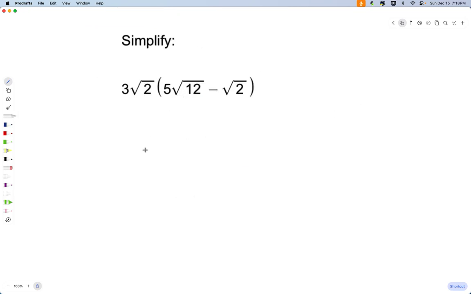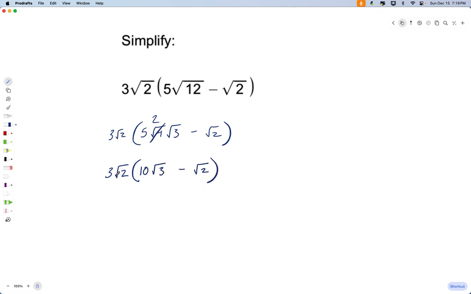Okay, so we're going to simplify this one. So before we start distributing 3 times square root of 2, we're going to simplify what's inside of here. So this is 3 times square root of 2, and this is going to be 5 times square root of 4 times square root of 3 minus the square root of 2. This can become a 2. So what we really have is 3 times the square root of 2, 5 times 2 is 10 times the square root of 3 minus the square root of 2.